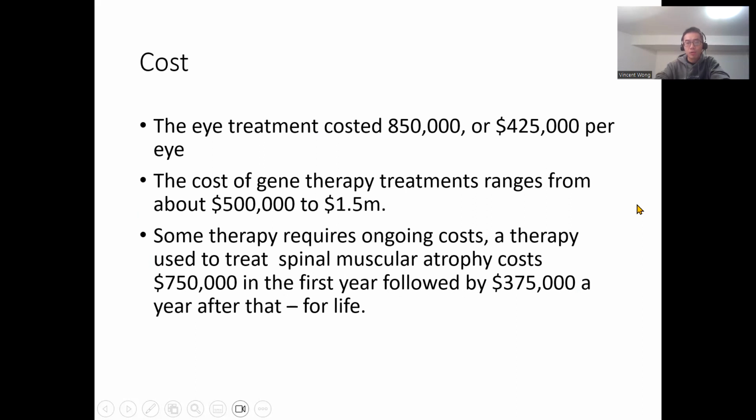And that's true in general for gene therapy. They range from $500,000 to, you know, $1.5 million per treatment. And some therapy requires ongoing costs, right? Another kind of gene therapy is for a type of spinal muscular atrophy. Atrophy is like shrinking of the muscle.